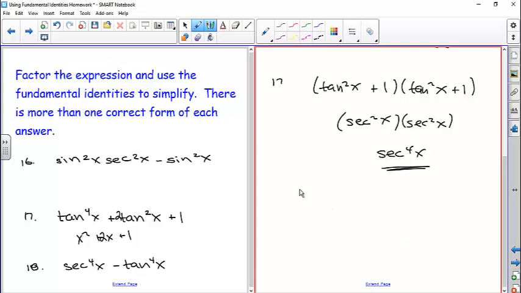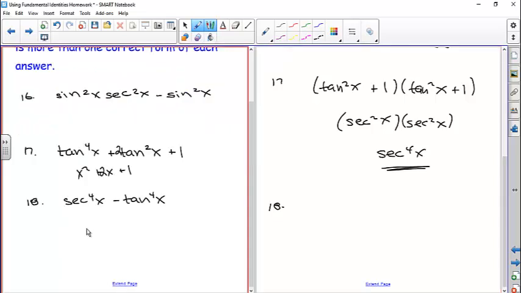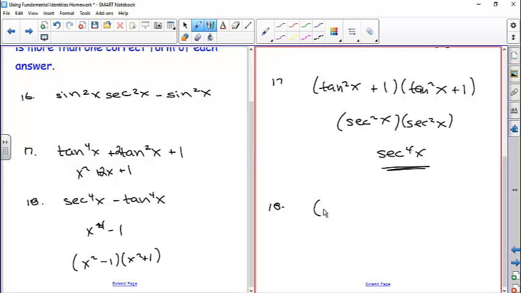And then 18, same kind of deal. This is kind of like x to the fourth minus 1. So you could break that up into x squared minus 1 and x squared plus 1. So you do the alternating signs so that the middle thing cancels out. So the corresponding thing here would be secant squared x minus tangent squared x times secant squared x plus tangent squared x.